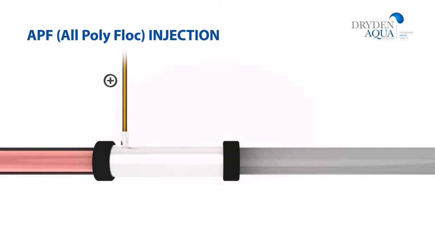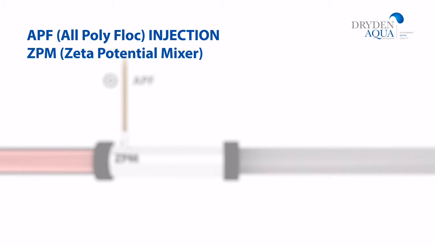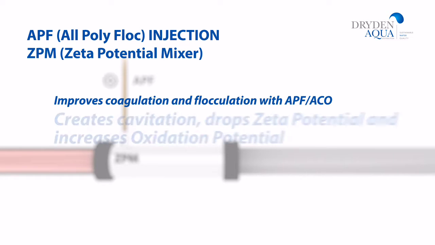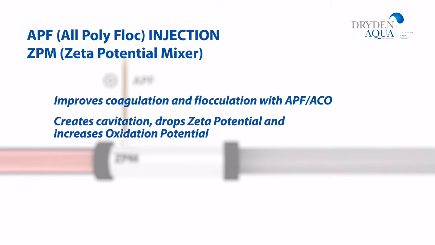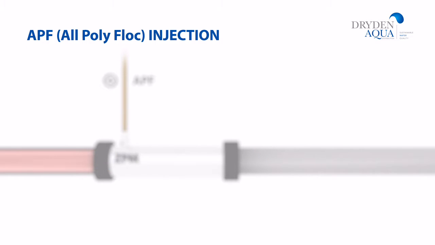APF is a strong coagulant and flocculant which should be injected in a zeta potential mixer. The ZPM not only mixes the water to improve the process of coagulation and flocculation, it also cavitates the water to drop the zeta potential and increase oxidation potential. This helps to remove bacteria and parasites by filtration. It ruptures cell walls, then kills them by oxidation.